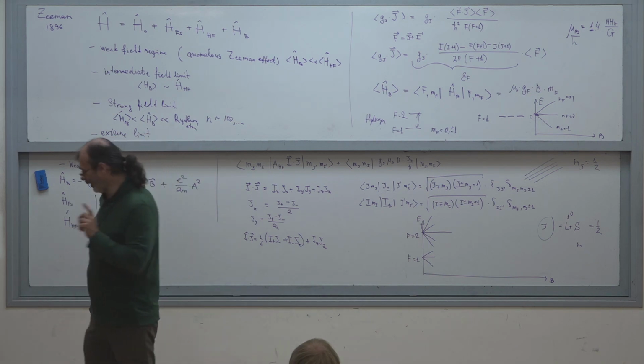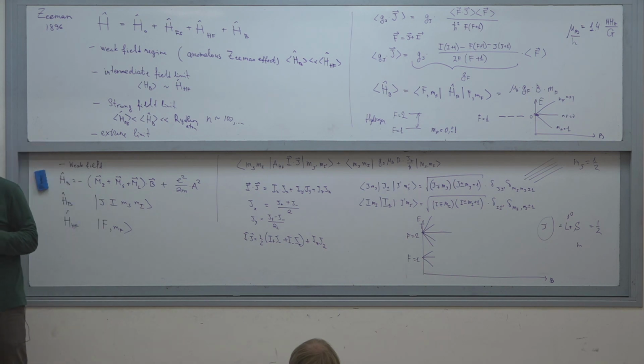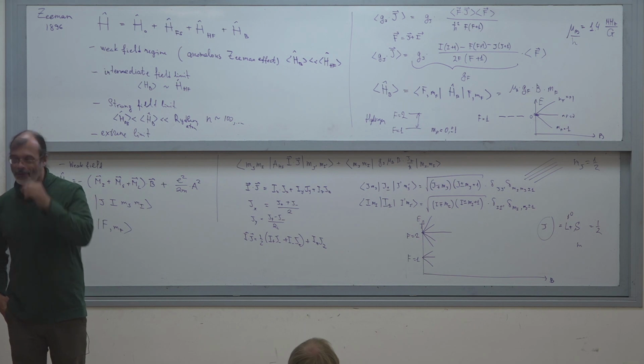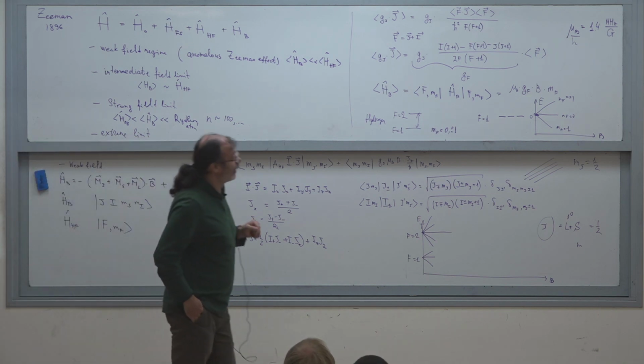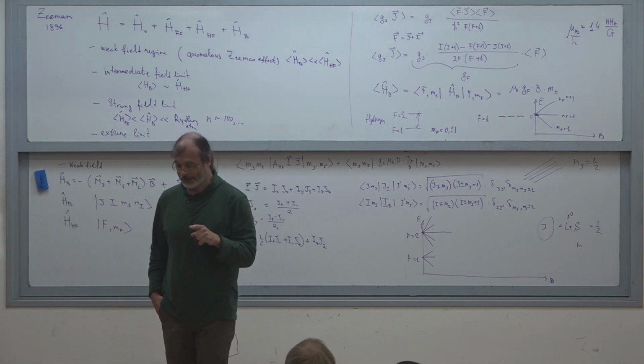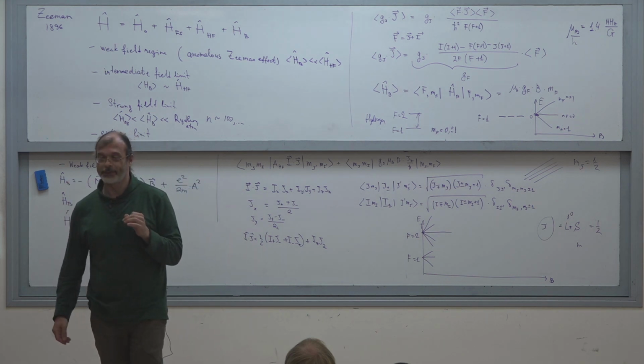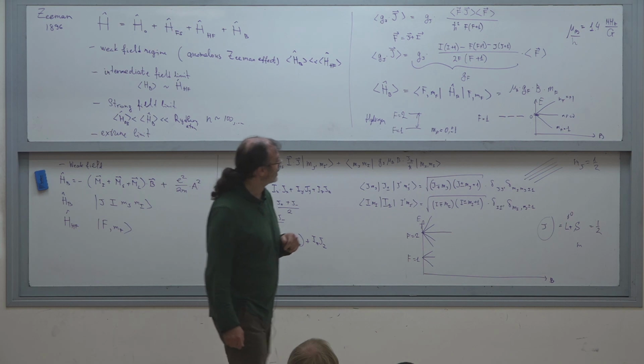First of all, a small correction to our discussion. The splitting of 21 centimeter is not 10, it is 1.4 gigahertz, right? And then that means that 1000 Gauss is already quite a strong field. So there everything will be already mixed. So that's just a small correction.